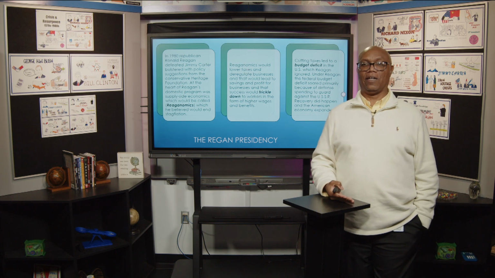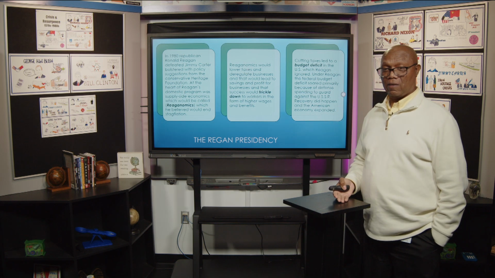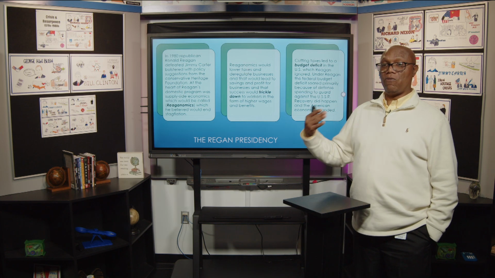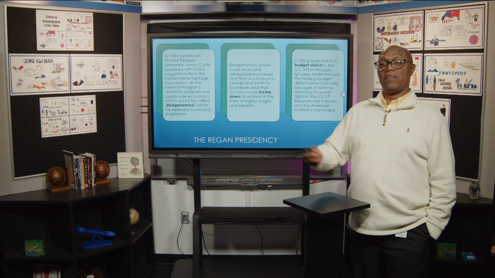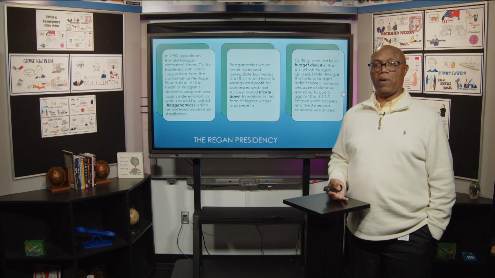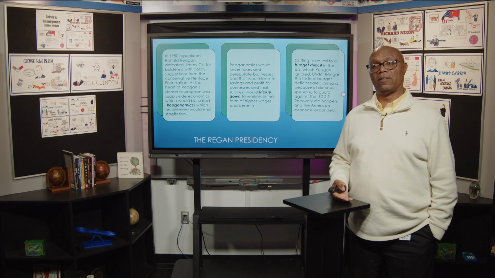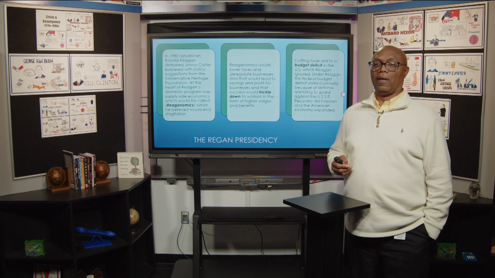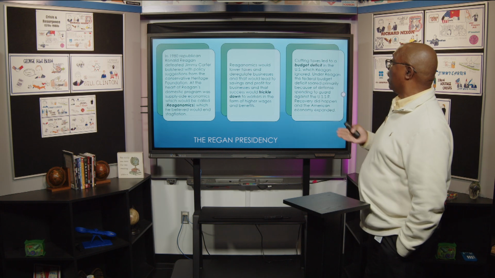It was about trickle-down economics. If you helped out businesses, of course, by deregulating them and cutting taxes on them, they'd make more money. And by making more money, they'd hire more workers and pay higher wages, so it would be a trickle-down effect. And that's what Reaganomics was all about.